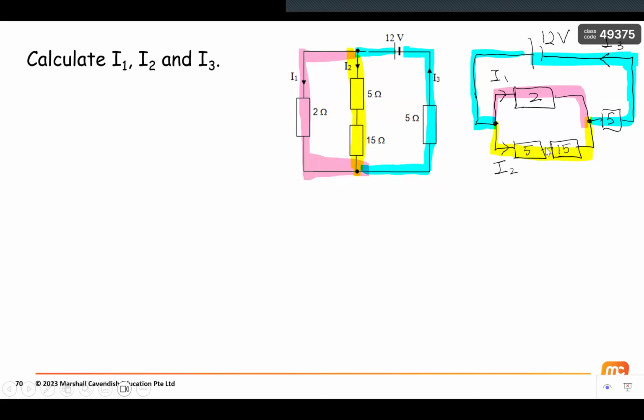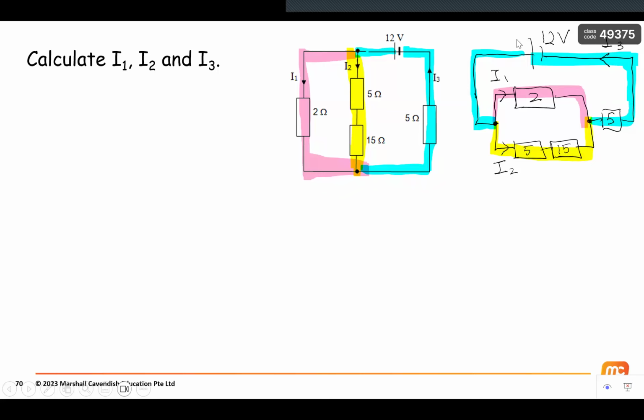Since the pink and the yellow branch are in parallel to each other, the voltage across the 2 ohms will be the same as the voltage across this 5 plus 15 ohms, 20 ohms. Then this is not equivalent to 12 volts, because some of the energy will still need to be used up by this 5 ohm resistor. So maybe this side might take 8 volts and this side might take 4 volts. The sum of the pink and yellow equivalent voltage plus the blue volts will give me my 12 volts. This is my mental note.